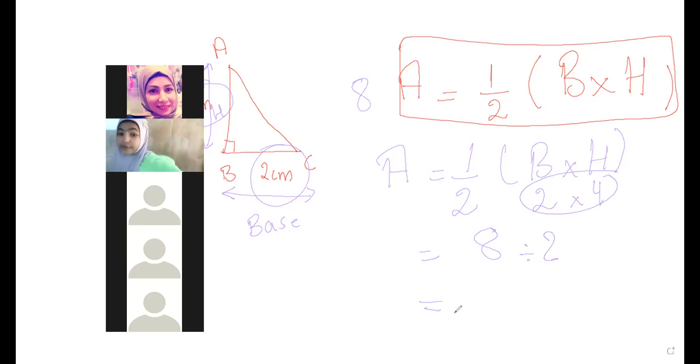Which number in table 2 gives us 8? 4. The answer will be 4. Now, for the area, we can't write just 4. We have to write a unit. What is the unit of the area?